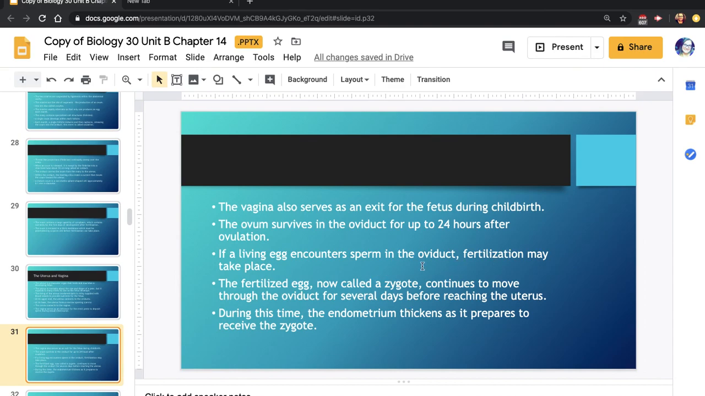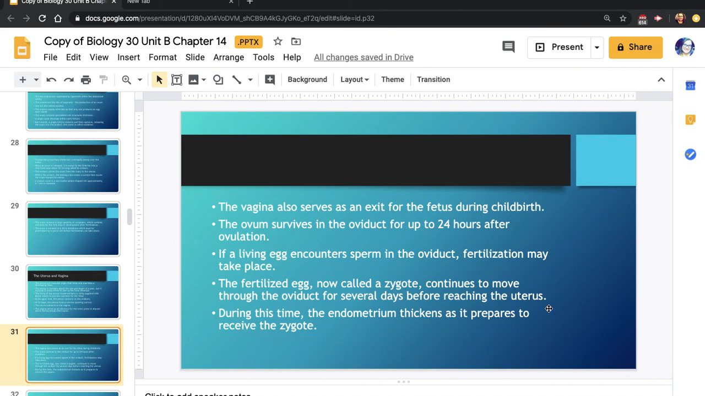The fertilized egg, so if it is fertilized, is now called the zygote and continues to move through the oviduct for several days before reaching the uterus. So yeah, about a couple days, 3 days max, I think. And during this time, the endometrium thickens as it prepares to receive the zygote.